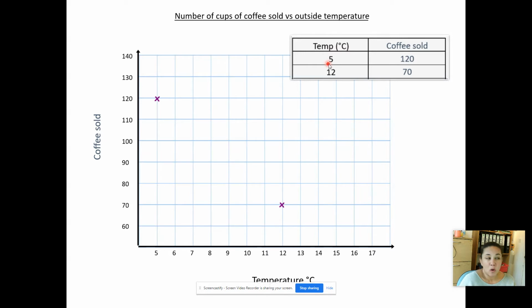One day, when it was 5 degrees outside, the cafe sold 120 coffees. So let's have a look. 5 degrees on my x-axis, and I go up to 120, and I plot this point here. On the second day, we recorded a temperature of 12 degrees Celsius, and on that day, 70 coffees were sold. So here we go to 12 on our temperature, and we plot our point at 70.